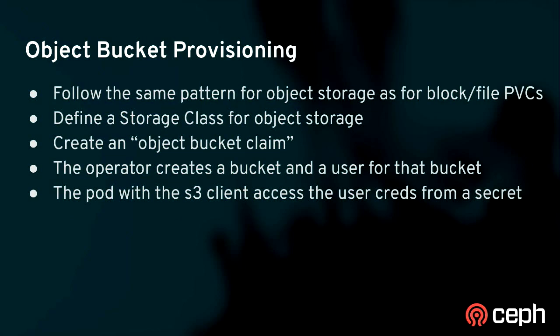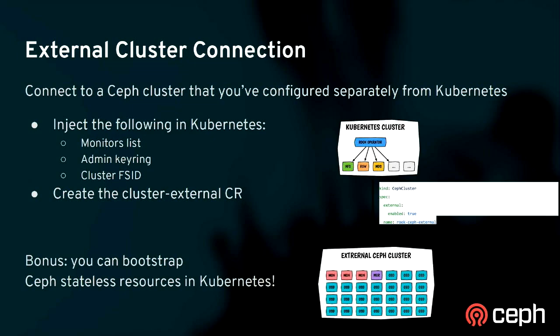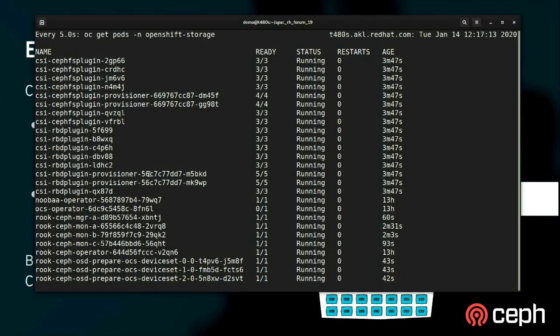We now have object bucket provisioning. I'm not going to go into that in a lot of detail because we're a bit short on time. One nice thing that's coming forward is the ability to use external Ceph clusters as well as Ceph native to the containerized environment. Well, let's see. So that looks like it's all running.